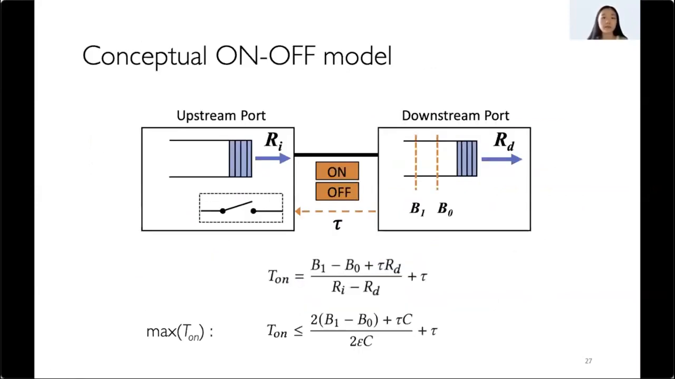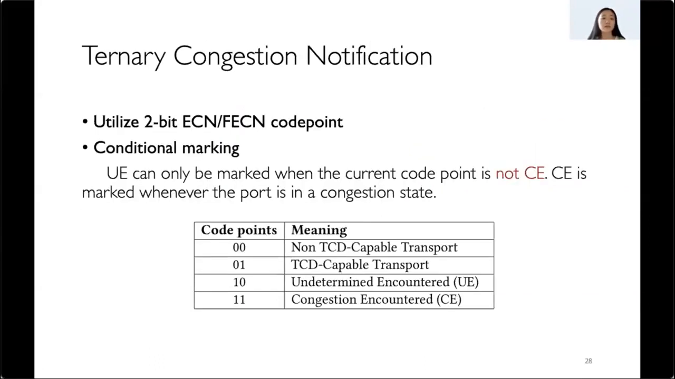We built a conceptual on-off model to describe T on in lossless networks and obtain its upper bound. Please refer to more details in our paper. Last, TCD can support ternary congestion notification. We utilize 2-bit ECN code points, and the TCD performs conditional marking. UE can only be marked when the current code point is not CE.